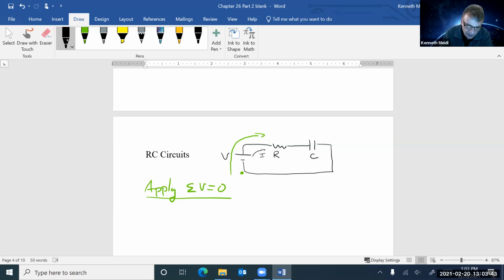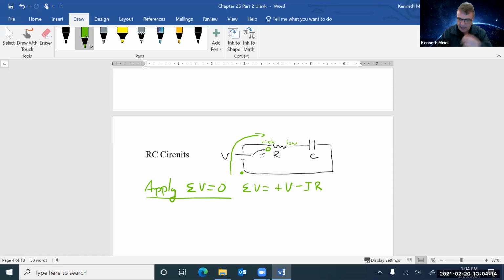And so as I go around the loop here, I hit the battery, I go up in voltage. Then if the current is coming this way, it has yet to cross the resistor. As it crosses, this is the high energy side of the resistor, and here is the low energy side of the resistor because they've been slowed down there. So I've lost some energy.